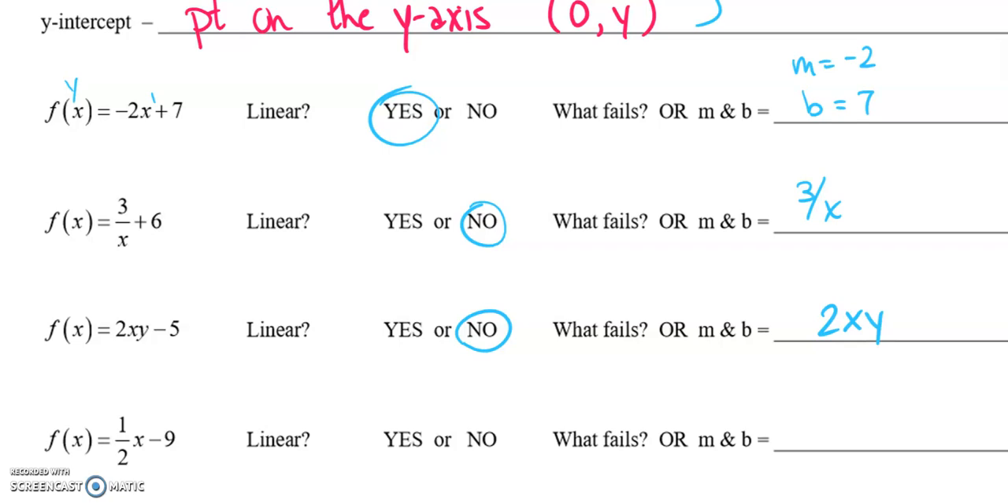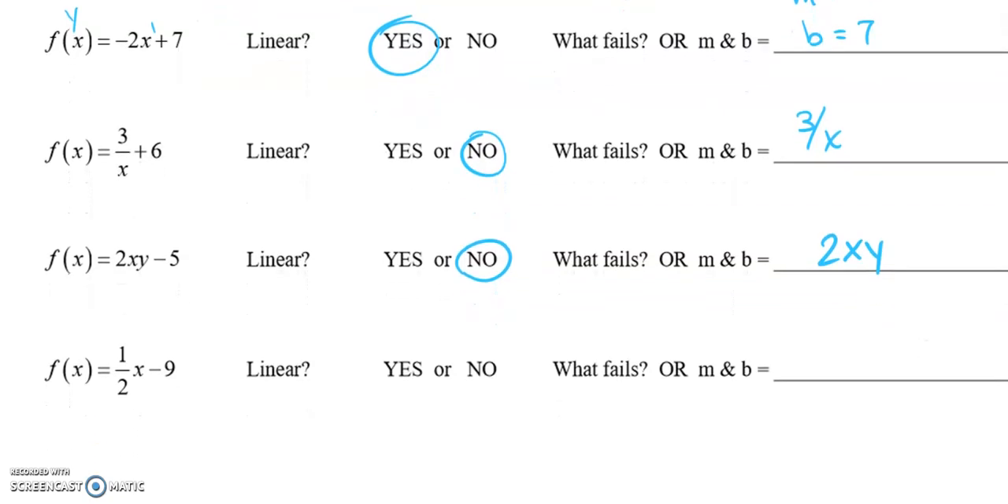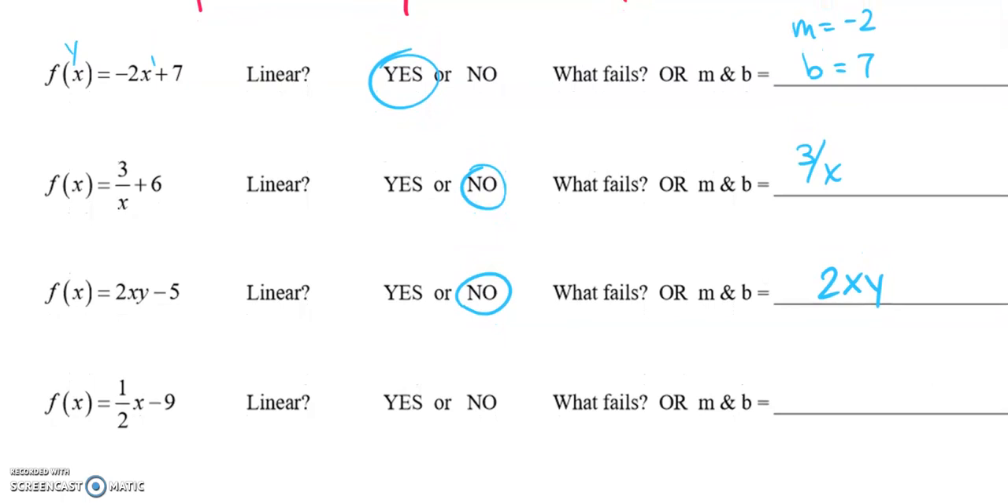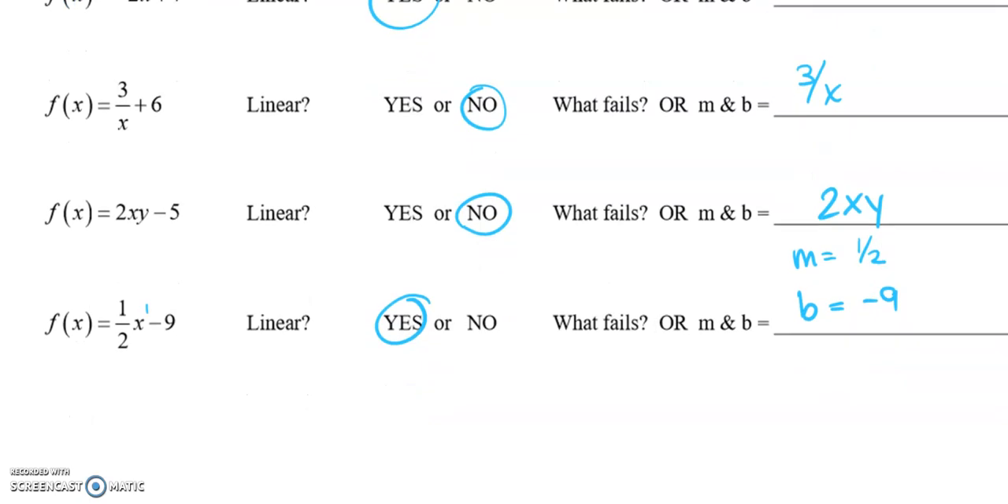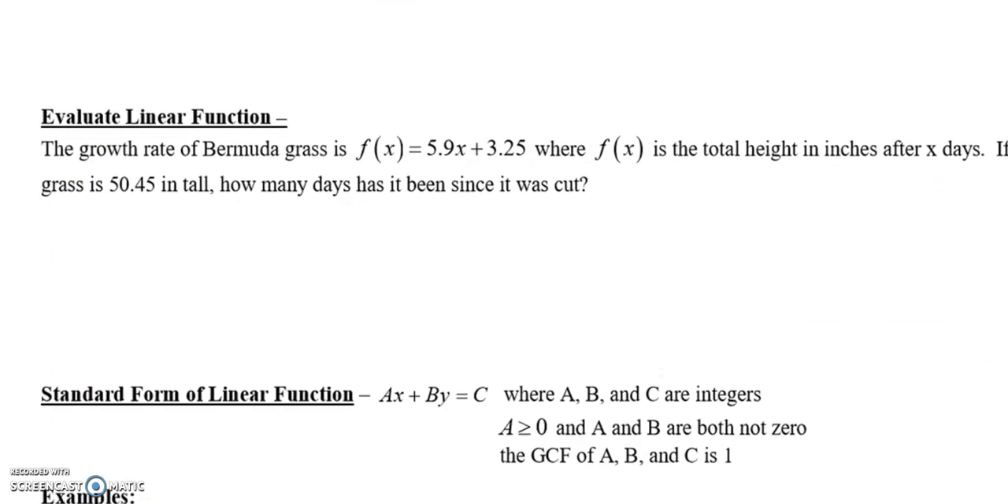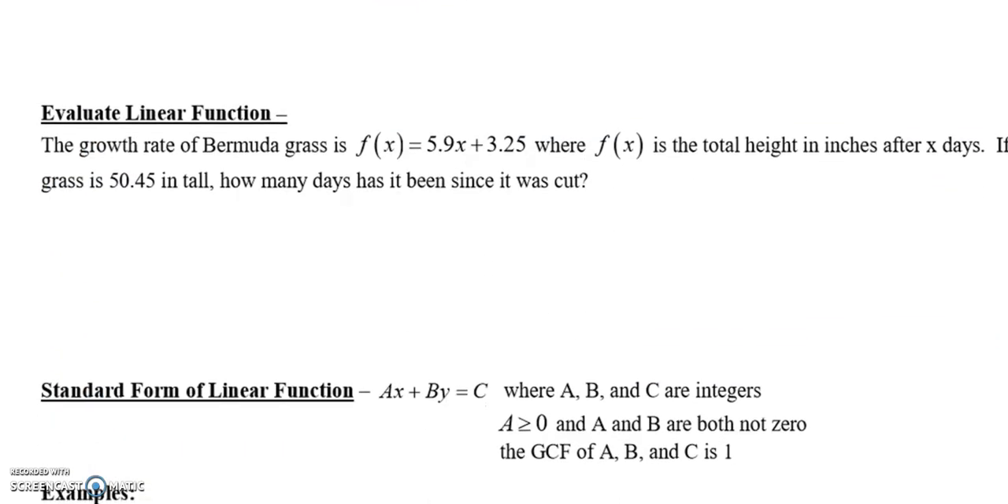And the last one, f of x equals 1/2 x minus 9. Is that linear? Good. Yes, it is, because that's an x to the first. What's m? M, again, is the coefficient on the x. That was the 1/2. B is the constant, negative 9. Good job. All right.